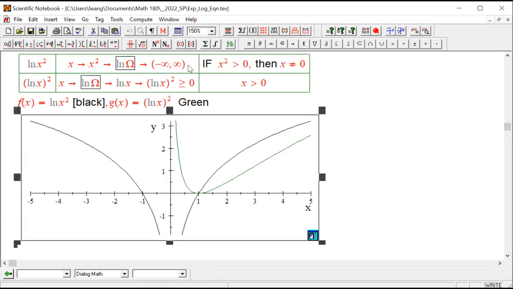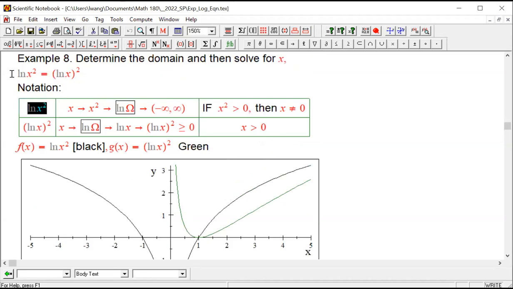Just like we anticipated, the range for this function is all real numbers. It can go as low as possible, as high as possible. The vertical asymptote is the y-axis. And then we have two pieces. The black one is ln x squared. The green one is the green here. The minimum, the lowest point is 0.